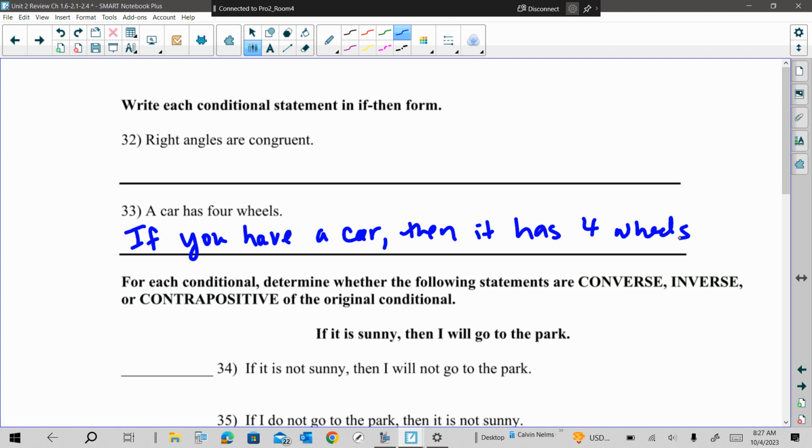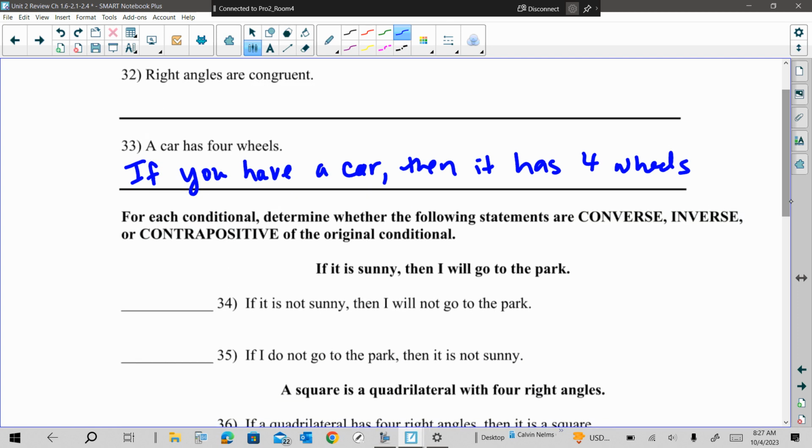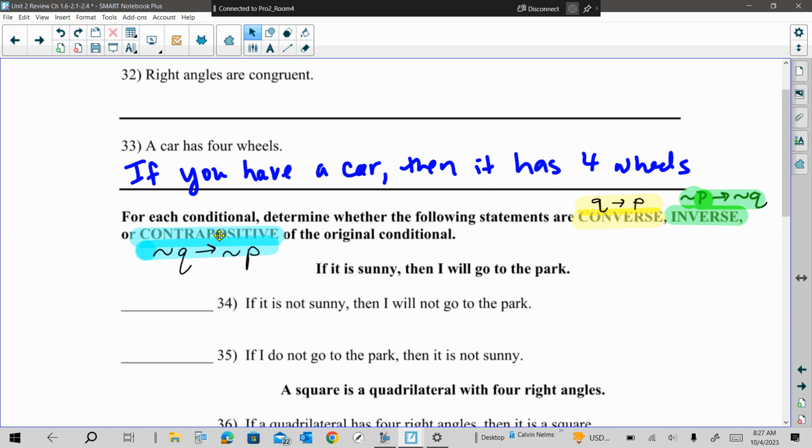All right, then I'm going to ask you to determine the different types of conditionals. So you have to determine if you have a converse, an inverse, or a contrapositive. If you have a converse, that's just switching the order, Q arrow P. Inverse, this is when we negate both. So it'll be not P implies not Q. Contrapositive is negating and switching. So they're going to give you the conditional statement.